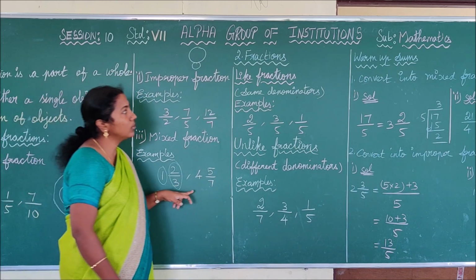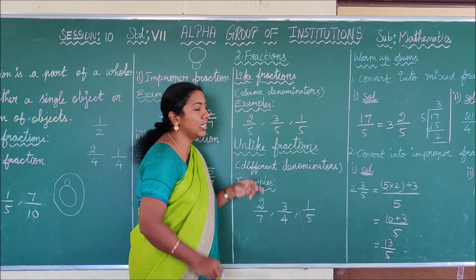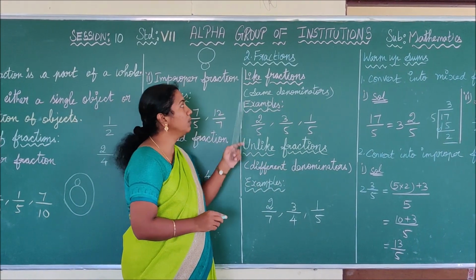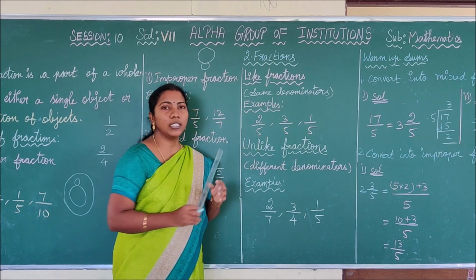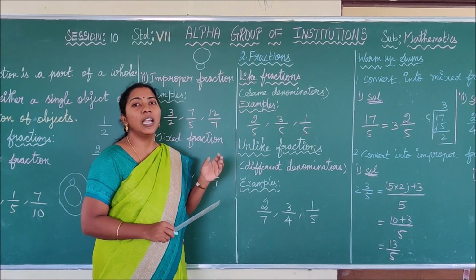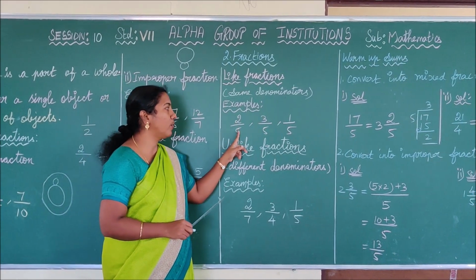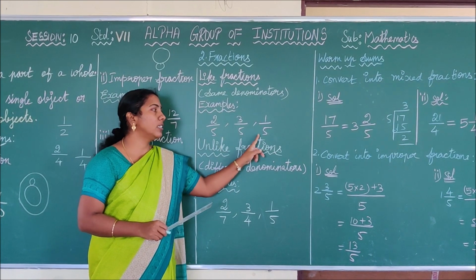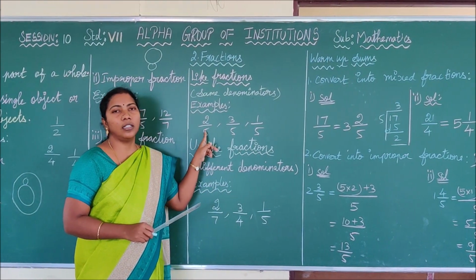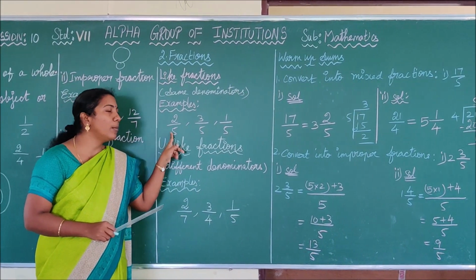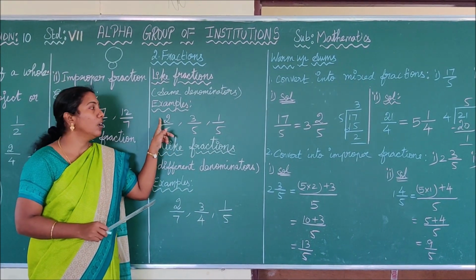Now we are going to see some more concepts about fraction, that is like fractions and unlike fractions. What is meant by like fractions? If the fractions have the same denominator, we can call them like fractions. See here, 2 by 5, 3 by 5, 1 by 5. All the denominators are the same, so we can call these fractions like fractions. The condition should be that the denominator should be the same, not the numerator.